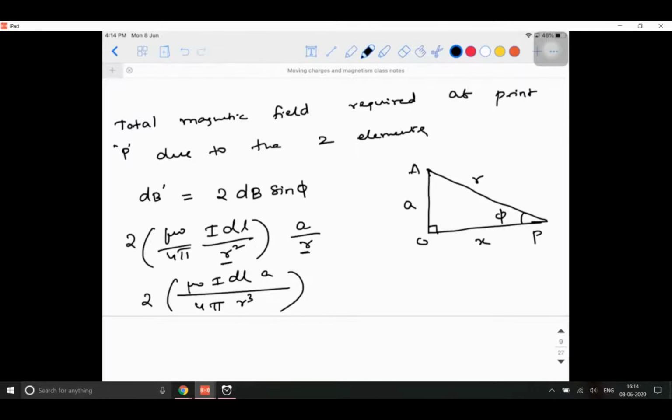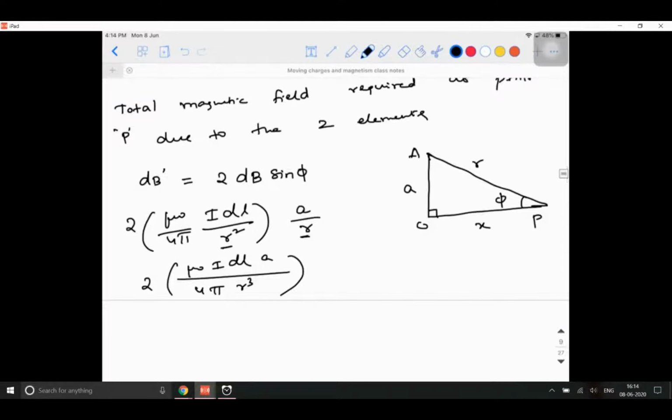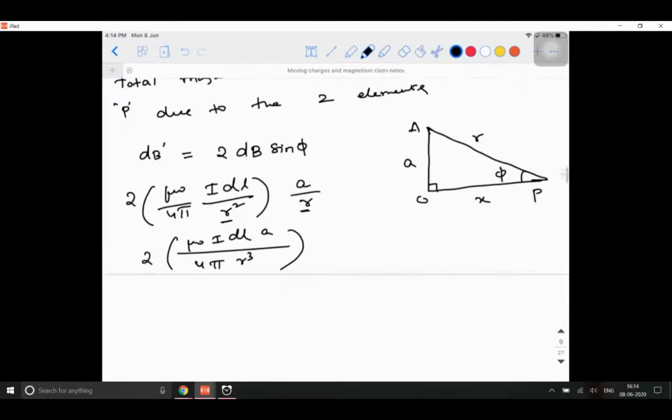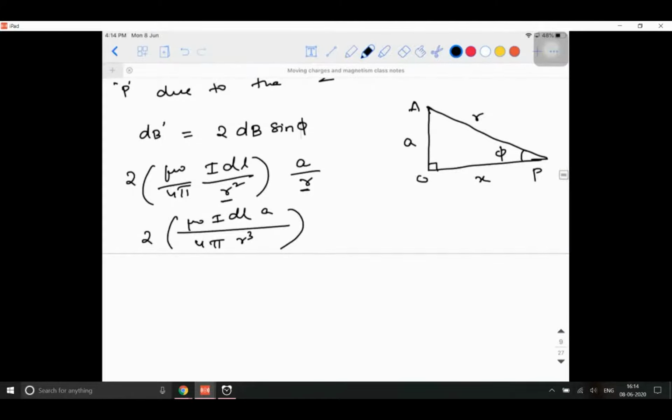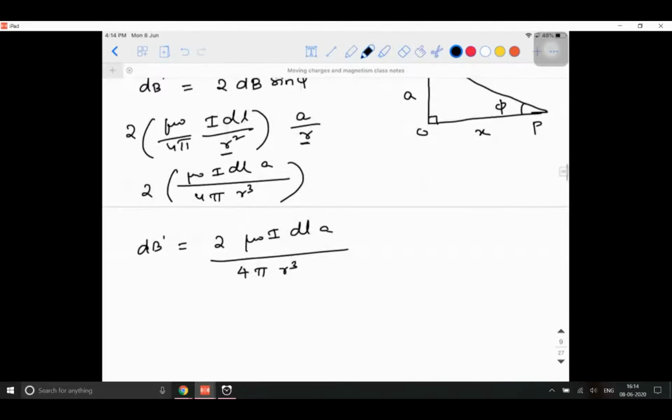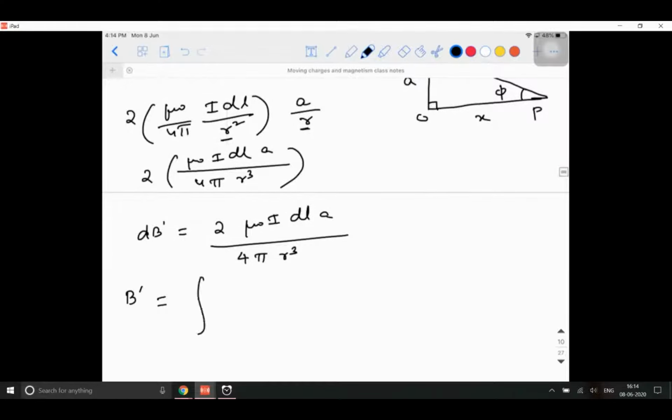I'm writing it like this. So what is this all about? This is the magnetic field due to only two current carrying elements. Now I need to find it due to the whole length. So dB is 2 times mu naught I dl into A divided by 4 pi r cube. Now what is going to be the total magnetic field? B dash is equal to the integral of 2 times mu naught I dl into A divided by 4 pi r cube.